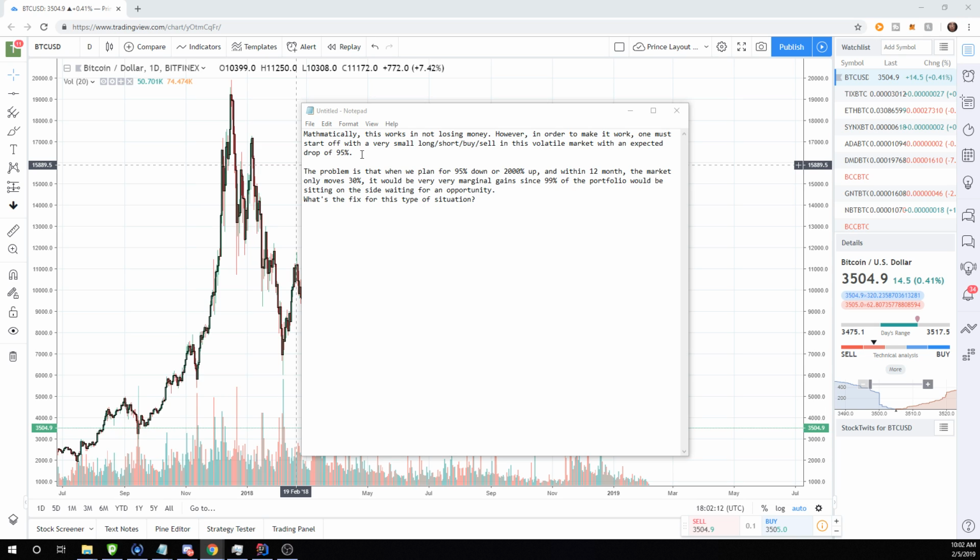The problem is that when we plan for 95% down or 2,000% up, and within 12 months the market only moves 30%, it would be very, very marginal gains since 99% of the portfolio would be sitting on the side waiting for the opportunity. What is the fix for this type of situation? This is a great question. First of all, very astute, very good reasoning that was applied.